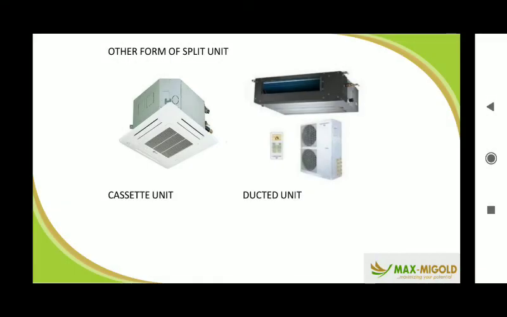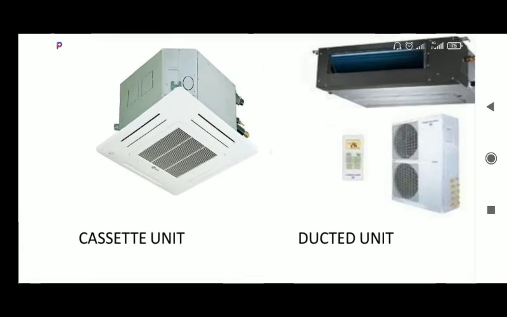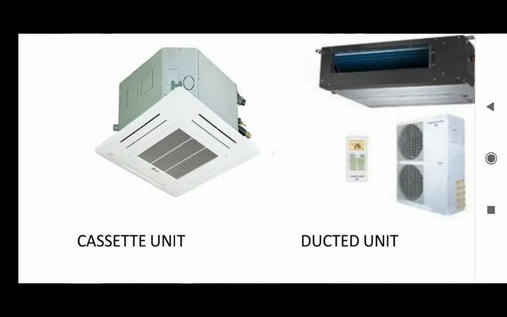Then we have the cassette unit and the ductable unit. The cassette units work like the split unit, but they are the fancy type. They are expensive. This problem of leakage is also considered. The cassette unit you are seeing has a pump that can take water from a lower level to a higher level. That's why a lot of hotels that want something fancy have gone for this kind of design.